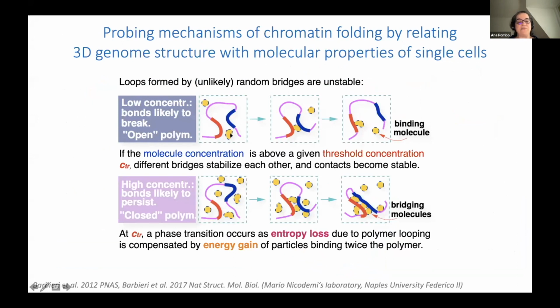And so we know from thermodynamic principles that you can control the folding of a polymer, and this, I should say, is work with and from Mario Nicodemi's lab.